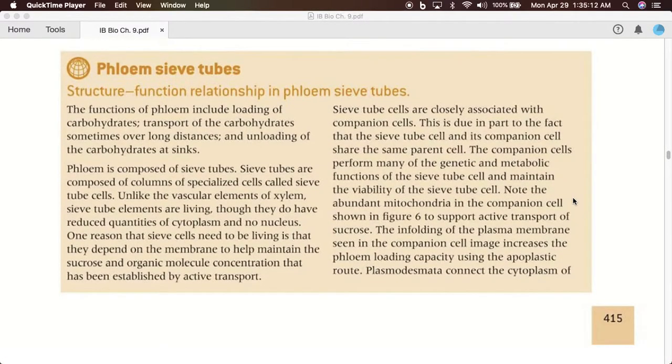And then we are talking about phloem sieve tubes, which are the cells that mostly make up the phloem. And unlike in the xylem, they are living and they've got the companion cell, which helps them out. In the xylem, we have a lot of water moving through passive transport. However, in the phloem, we have a lot of things moving through active transport.